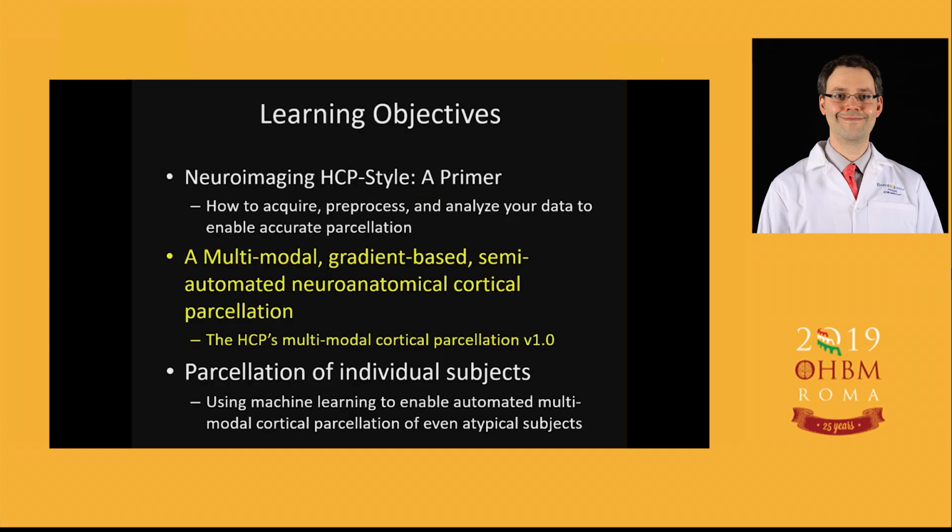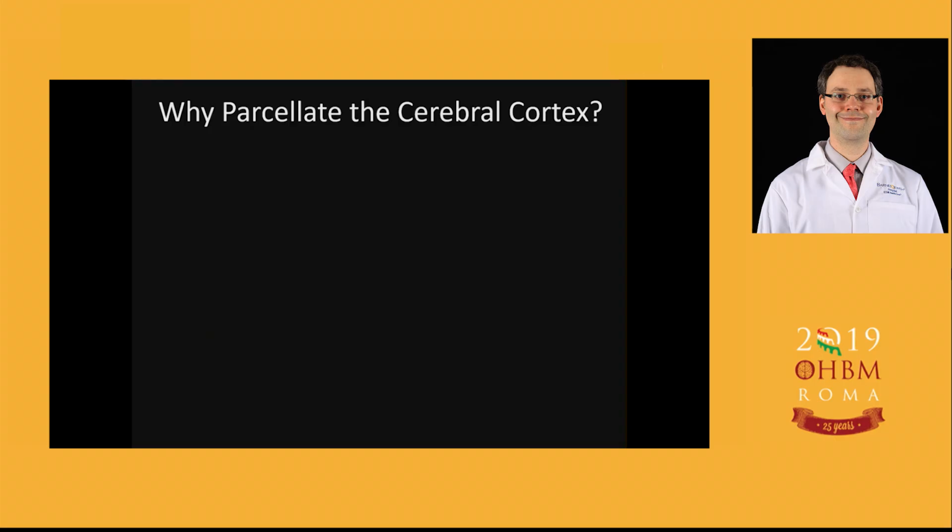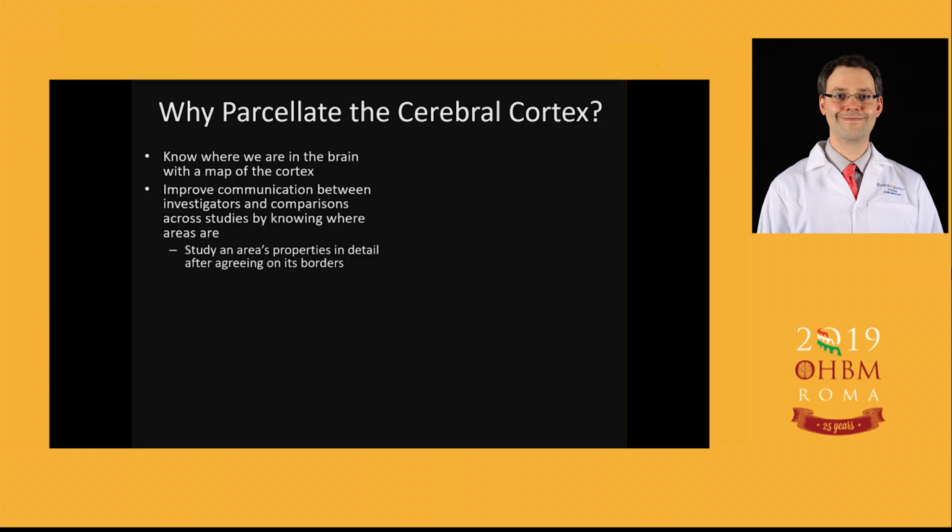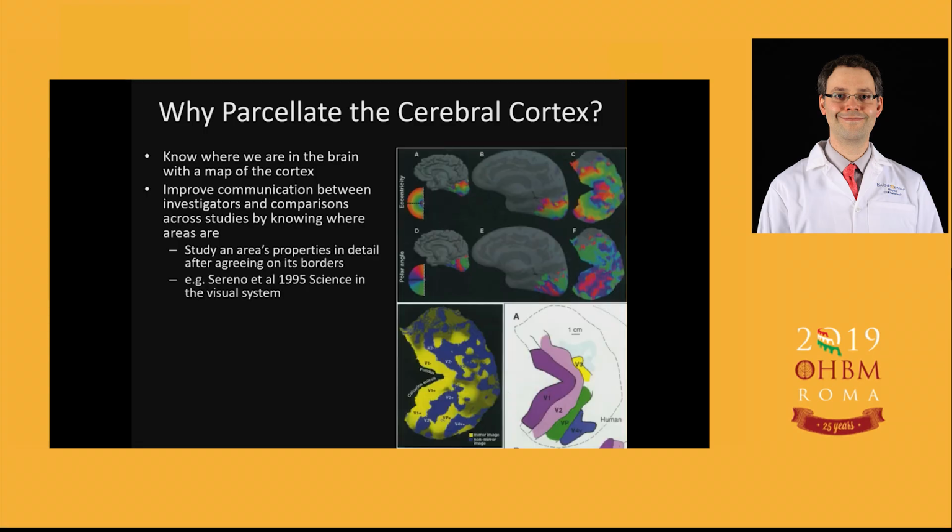All right, so on to the HCP's multimodal cortical parcellation. So why parcellate the cortex? You've heard several speakers before me with different opinions. My take on this is we want a map of the cortex to know where we are in the brain. If we have this map, it can improve communication between investigators and comparison across studies. If we can agree on the borders of an area, it helps us to study that area's properties in detail and know we're talking about the same thing.